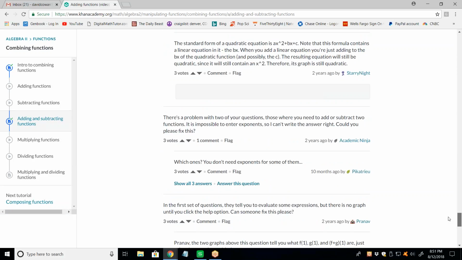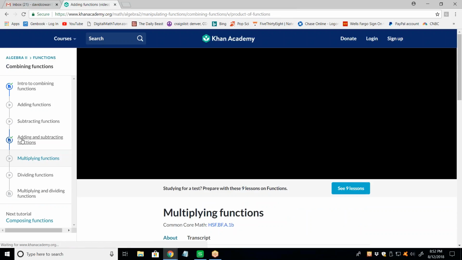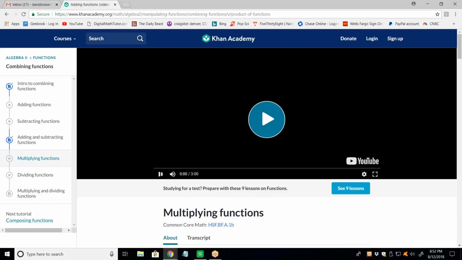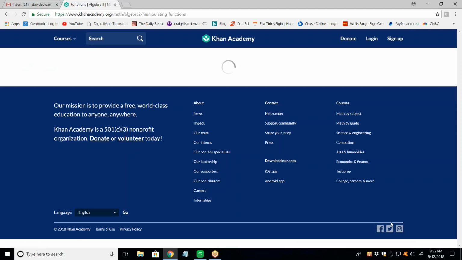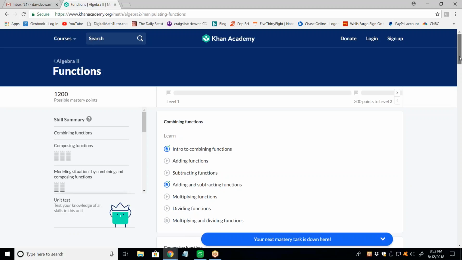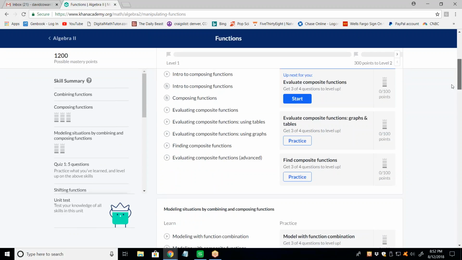So let's see. I guess I need to click on multiplying functions. No, that's a video. How can I tell the difference between the videos and the lessons, I guess? So the videos have the little YouTube play thing. We don't want to do that. The lessons look like they are a piece of paper. That's what we want, is the lessons.